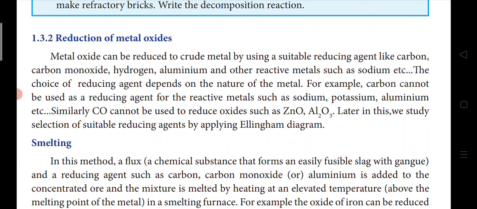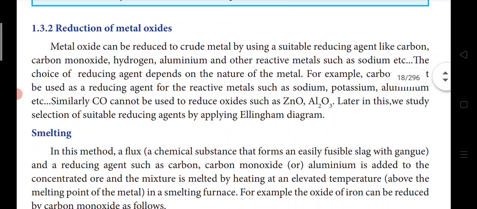So we have to use a proper reducing agent to reduce that metal oxide, like carbon monoxide, hydrogen, aluminium. All these are reducing agents, and if you want to use other reactive metals, we can use sodium. So these could be asked in objectives. What are the reducing agents used in the reduction of metal? You have to remember carbon monoxide, hydrogen and aluminium. Reactive metals like sodium could be asked in 2 marks also.